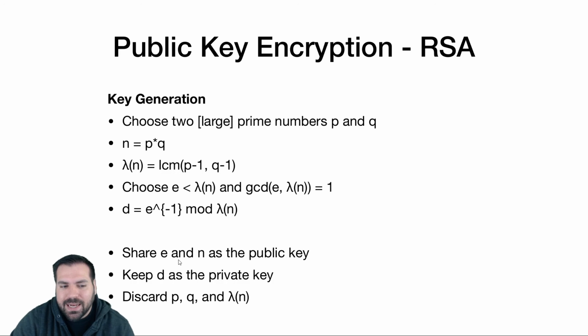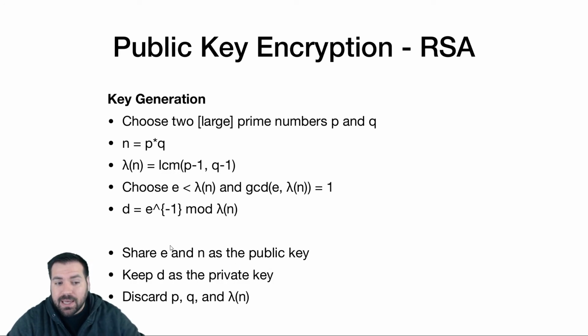You're done. E and N are now your public key. You give those to anybody who wants your public key. You say, here's my E and N. That's your public key. D is your private key. You keep that private, always, always, always. And then P, Q, and lambda, you throw those away. We're done with those. We don't need those anymore. That's all of RSA key generation anyway.